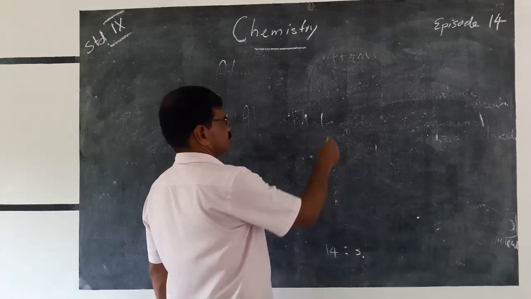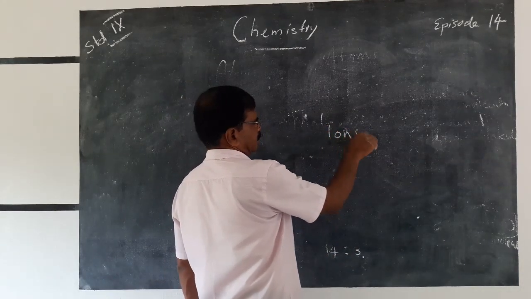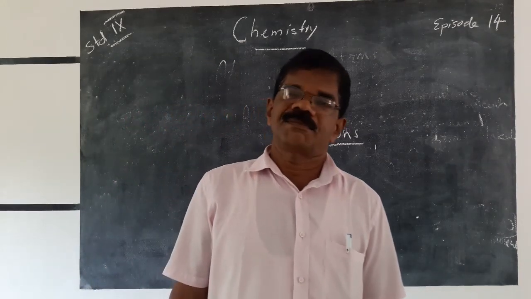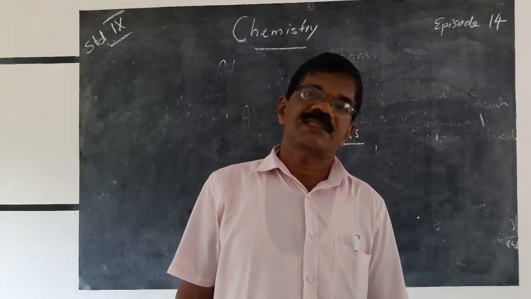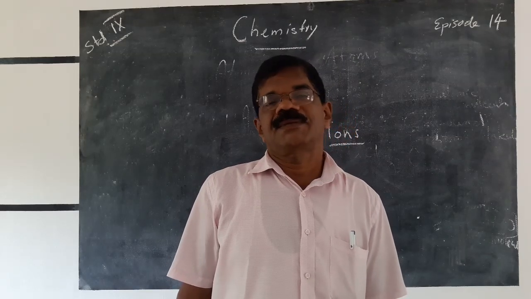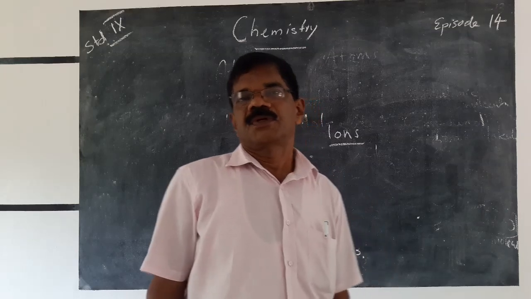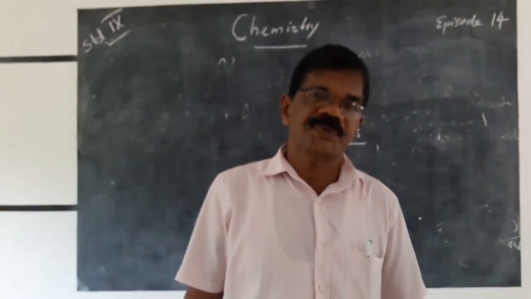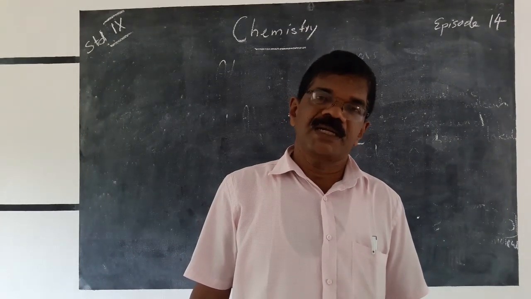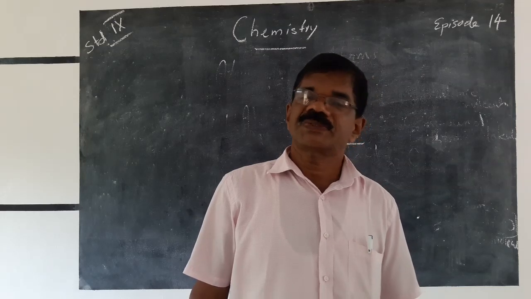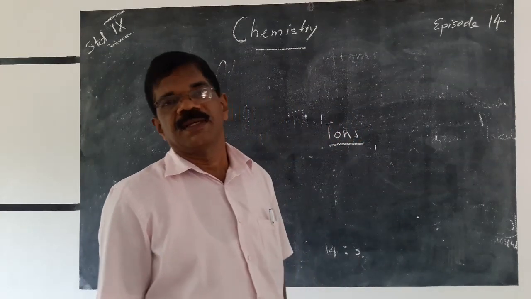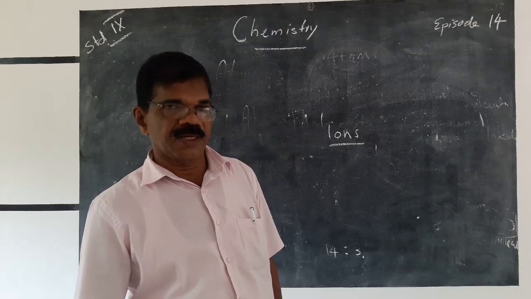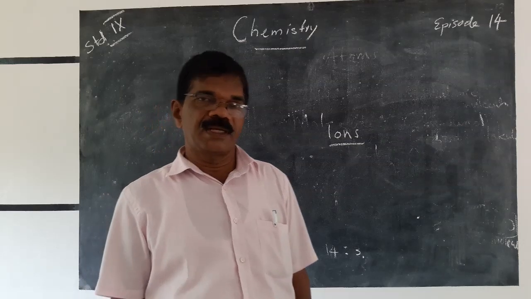Topic: ions. What are ions? In almost all cases, elements combine to form compounds. In most cases, metals combine with non-metals and then a salt is formed. For example, sodium is a metal, and it combines with chlorine, a non-metal, to form a salt, sodium chloride.